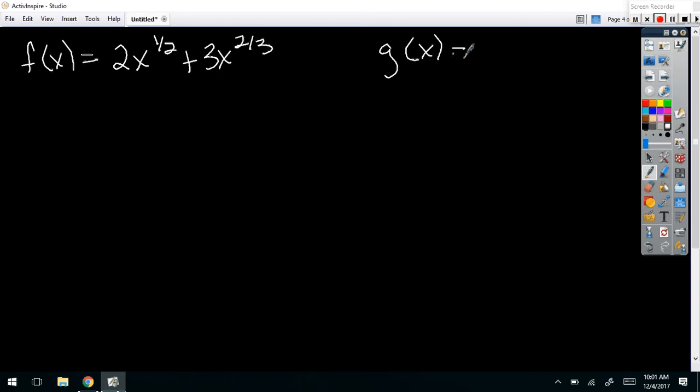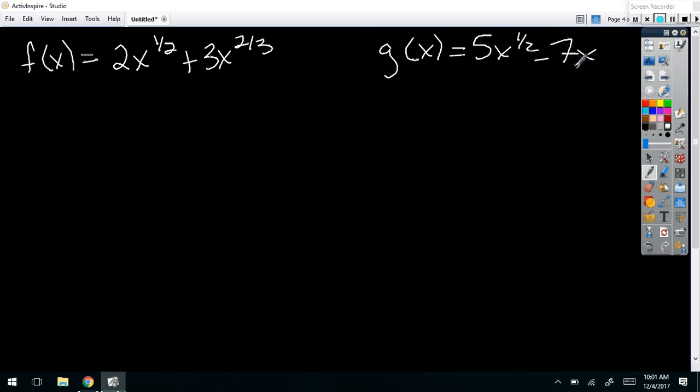Let's reference these same two. f of x is, somebody call it out to me because I'm on another page. 2x to the one half plus 3x to the 2/3. They were right. f of x is 2x to the 1/2 plus 3x to the 2/3. And then g of x is 5x to the 1/2 minus 7x.